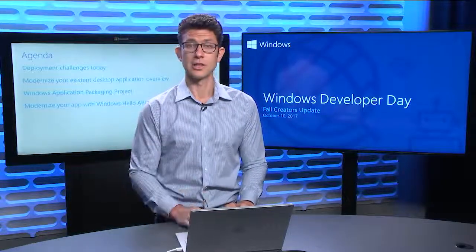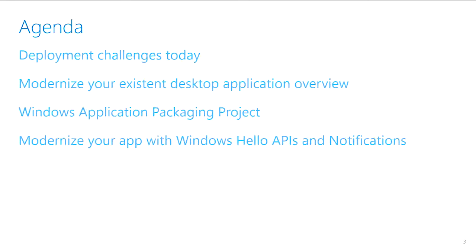First, we're going to talk about the deployment challenges today. Then I'm going to give you a quick overview about your modernization options, what you can do to modernize your current solution. Then I'm going to show you the Windows Application Packaging project that is now released in Visual Studio 2017 Preview Edition, and you can check it out. And last but not least, I'm going to talk about how you can modernize your app even further with new Windows 10 APIs, such as Windows Hello and notifications.